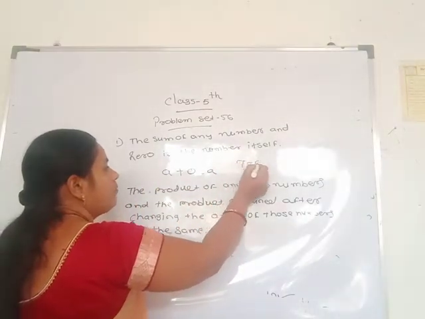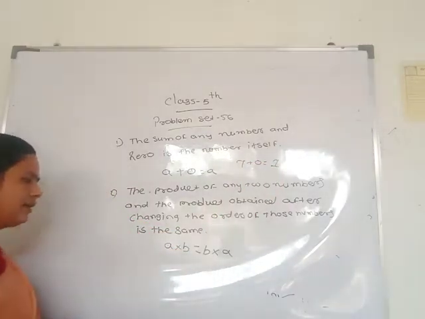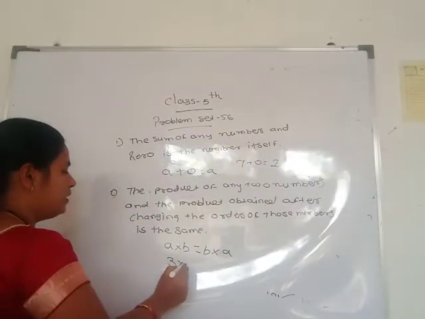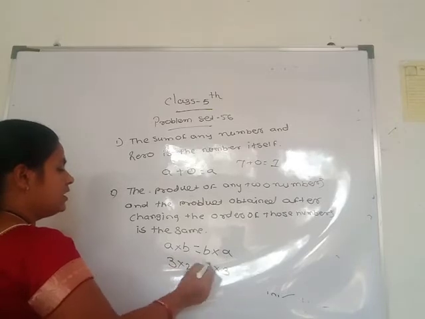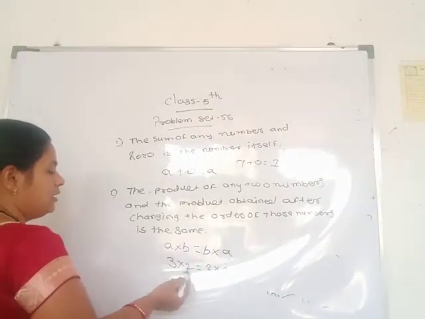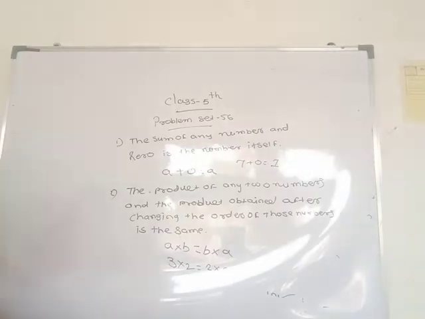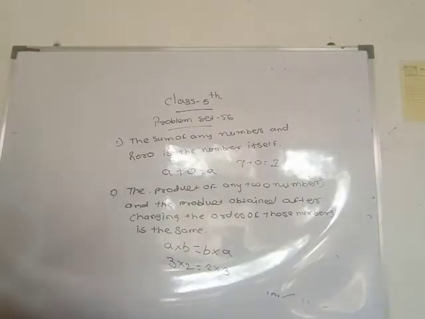One example also: suppose 7 plus 0 is equal to only that number. Then here 3 into 2 is 6. Then you change this, 2 into 3. The answer is the same, 6.